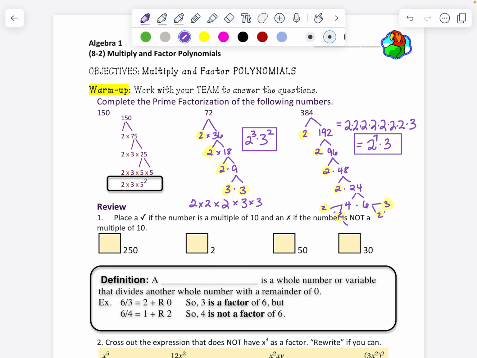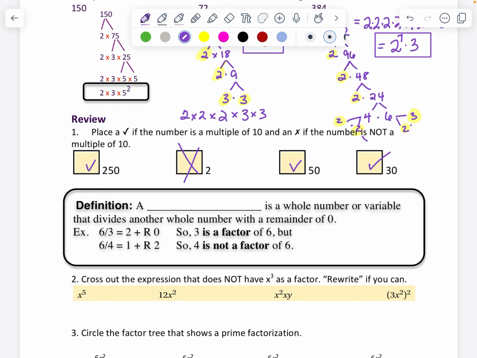We want to place, in this one, the review, a check mark if the number is a multiple of 10 and an x if it is not a multiple of 10. So if it ends in 0, it's a multiple of 10. This is not a multiple of 10. 50 is a multiple of 10, 10 times 5. And 10 times 3 there. So there you have it.